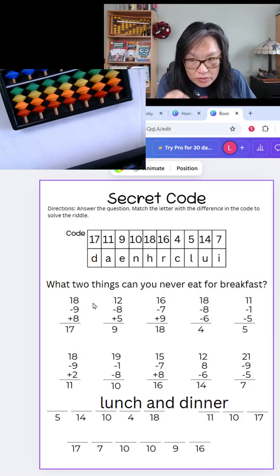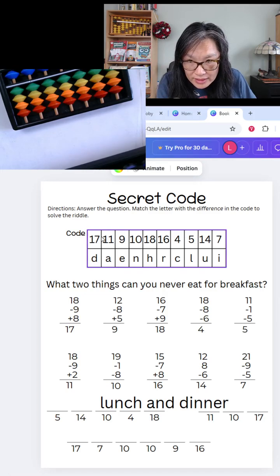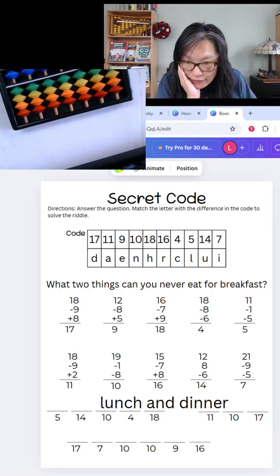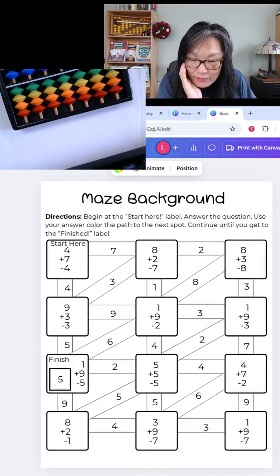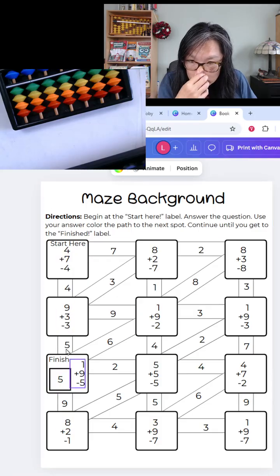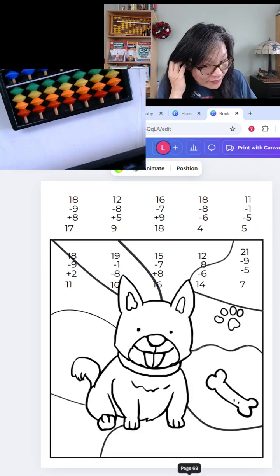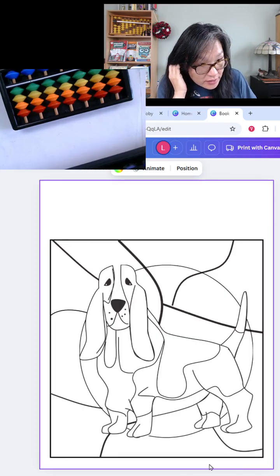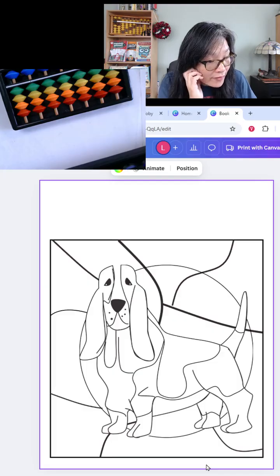So the secret code, you answer the question, here are the answers, and then you have to get these letters and write it out. And then obviously this is the answer. I have a few secret codes, and then after that I have my maze, and you find the answer, and after you find the answer, you need to follow the path. And then after that is my color by number, which I didn't finish, and I will finish. Once I get that done, I format it, and then it gets published. Cool. Oh yeah, thank you.